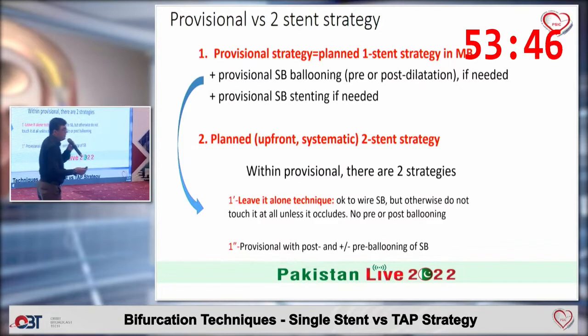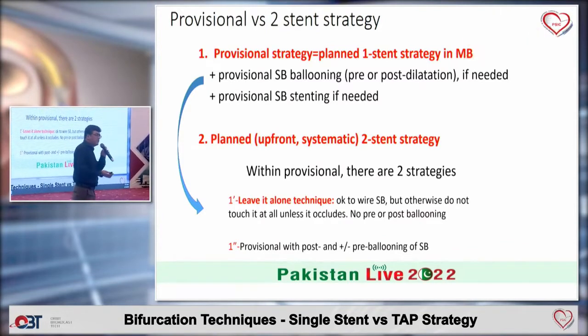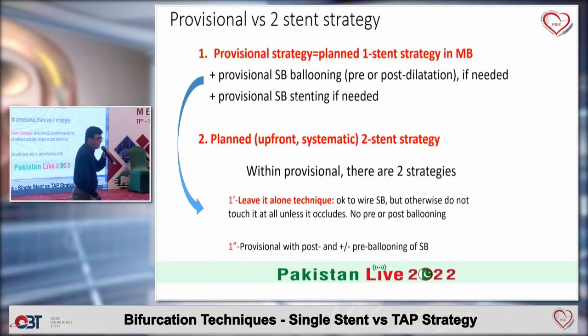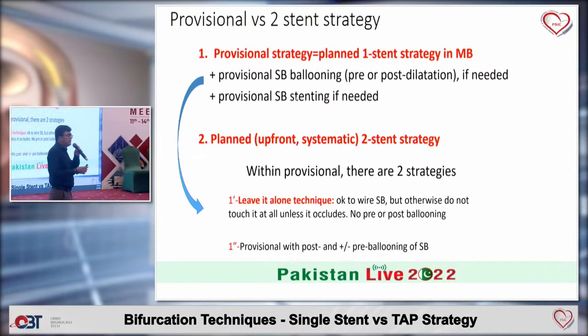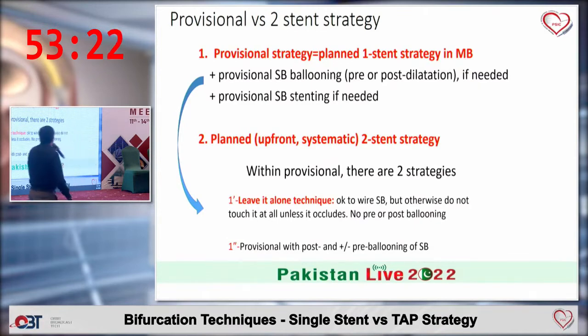For some vessels that are less than 50% stenosed, where the plaque burden is not much, you may not even need to pre-dilate the side branch. Just wire the side branch and see how it behaves. So it's not always necessary that you even balloon the side branch. You balloon the main branch, and if you feel that the side branch ostium is quite pinched, you pre-dilate it. But whether to stent it is a decision which will be taken later on. And you always know it's a planned upfront strategy.